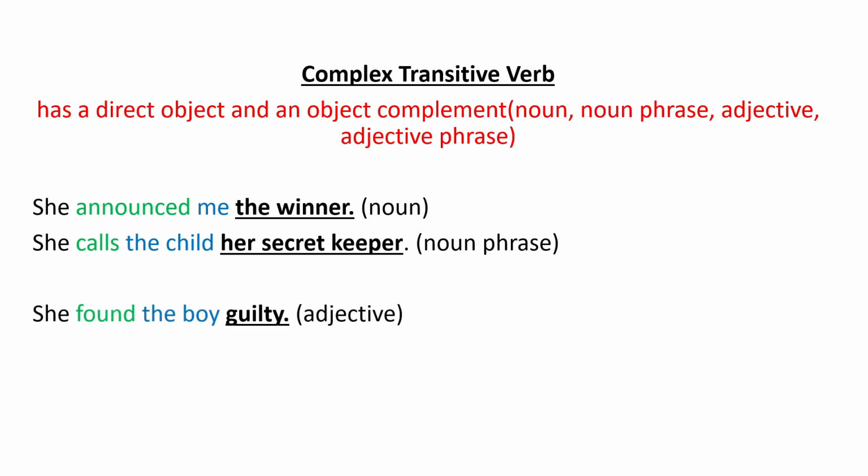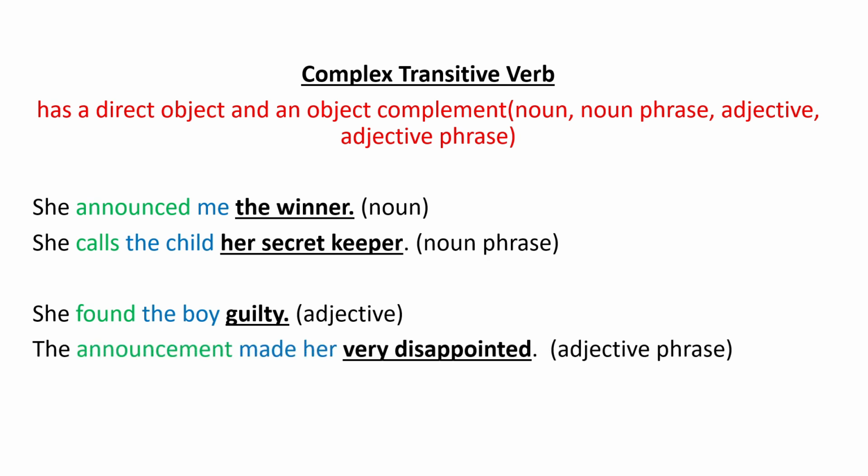It can also have an adjective like she found the boy guilty. Here guilty is describing the boy, which is a noun. So guilty is an adjective, and this is the reason found is a complex transitive verb. The announcement made her very disappointed. We can also have an adjective phrase, just like I already said. The announcement made whom? Her. Her is an object. Very disappointed is a group of words which is explaining her. So very disappointed is an adjective phrase. So this is the reason made is a complex transitive verb.